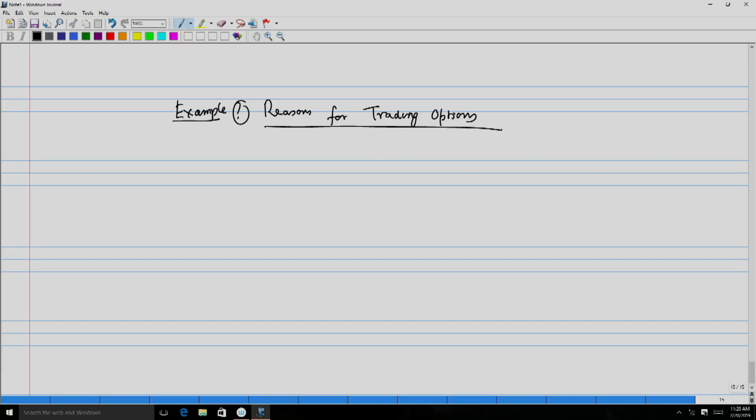So whenever you are introducing a financial derivative in the market, there has to be an underlying motivation as to why such a financial derivative needs to exist in the first place. So in particular, we will look at an example which will give you an insight into why options are traded in the first place. In this example, we will talk about something which is known as the hedging of risk.